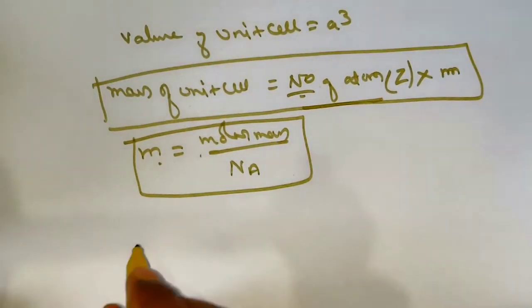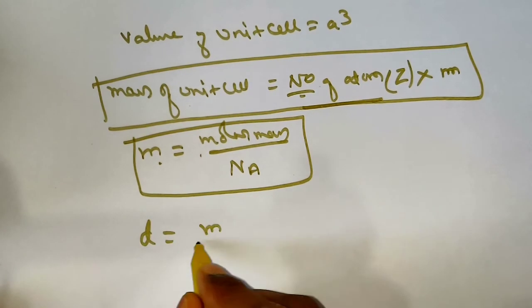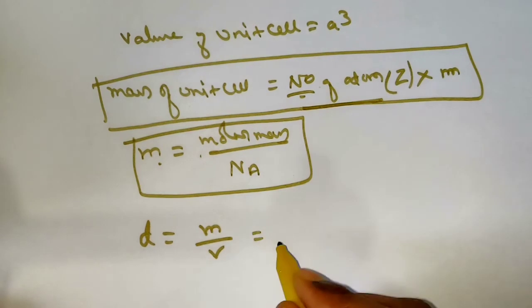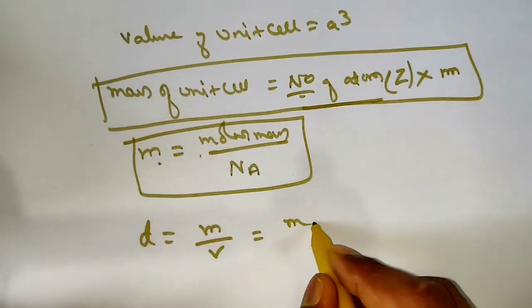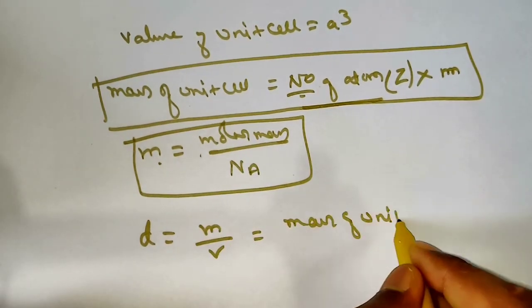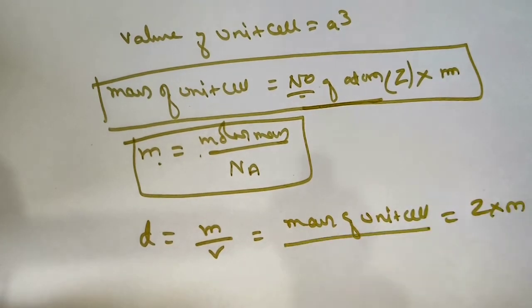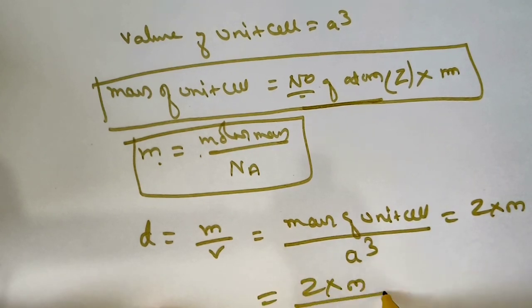We know that density is equal to mass by volume. Substitute this, where m means the mass of the unit cell. The mass of the unit cell is equal to Z into M, upon volume. Volume is equal to what? A cube. So this can be written as Z into M upon a cube. Here Na is the Avogadro number.